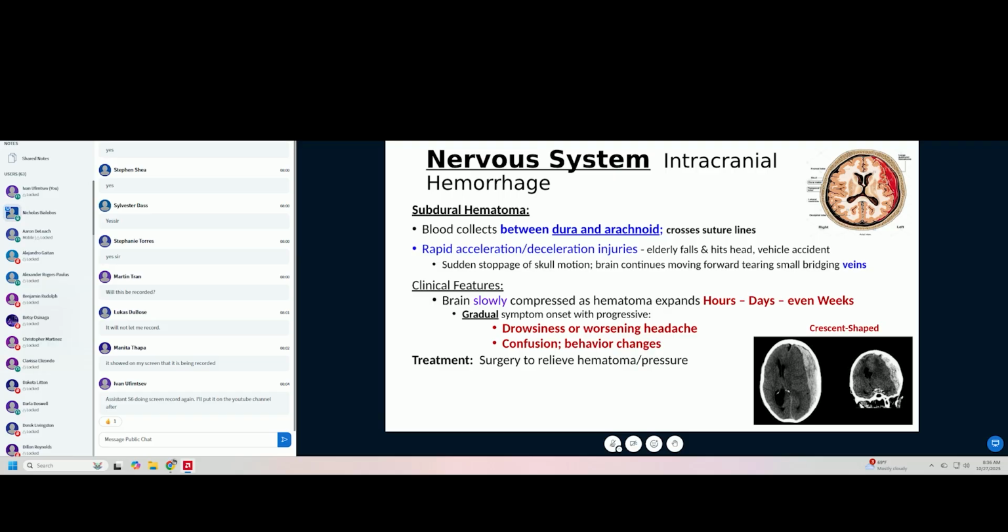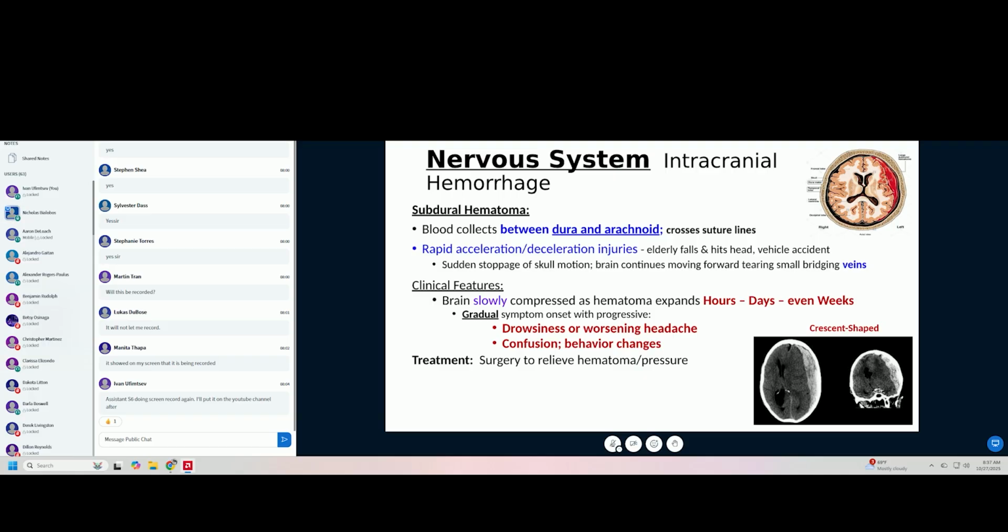And between the dura and the arachnoid, you have these small bridging veins. So when that shearing force happens, when you have this forward motion of the brain and it stops suddenly, and then it goes backward suddenly and stops suddenly, those small veins can tear.